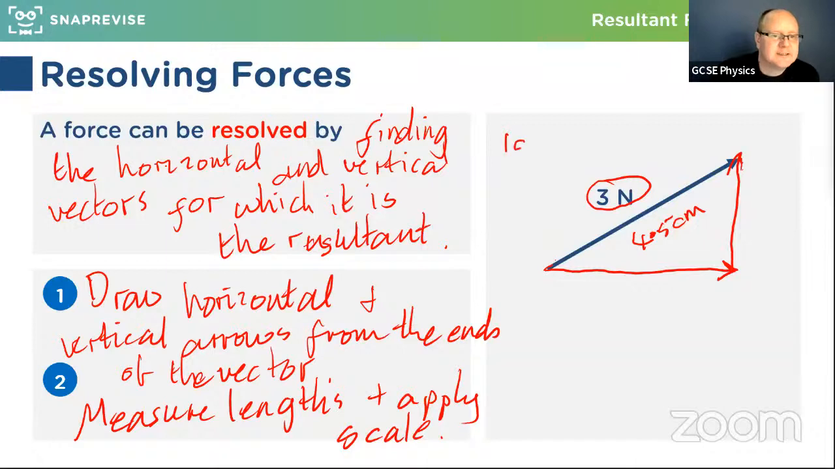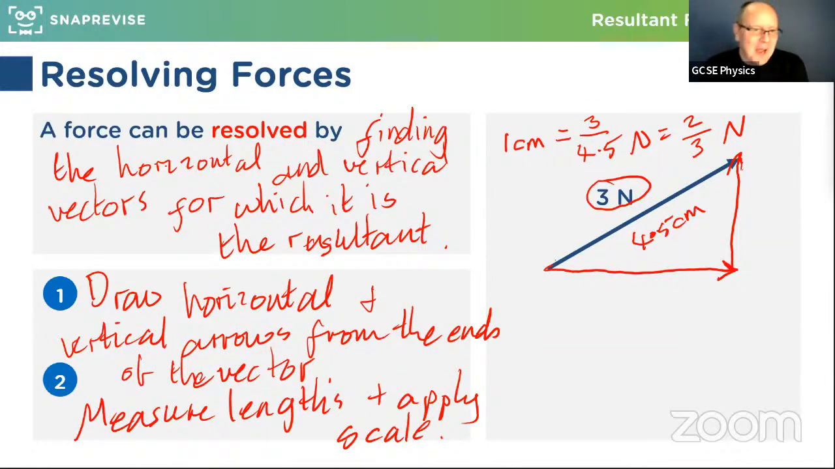It means that 1 centimeter is equal to 3 over 4.5 newtons, which is equal to 2/3 of a newton. So it's a pretty awkward scale. I wouldn't go out of my way to do this in an exam. So 1 centimeter is 2/3 of a newton. So if we now measure our nicely drawn to scale horizontal and vertical components, we'll find that this vertical component will be 2.3 centimeters and our horizontal component will be 3.8 centimeters.